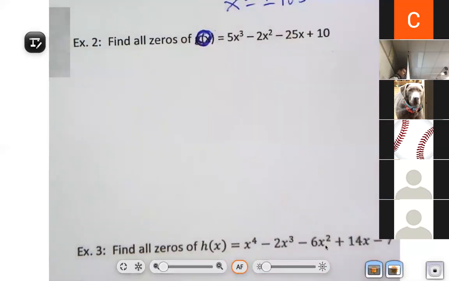So we're going to go ahead and graph this equation. I'm going to set it equal to 0. I'm going to graph your cubic equation. There's nothing you could do about it.